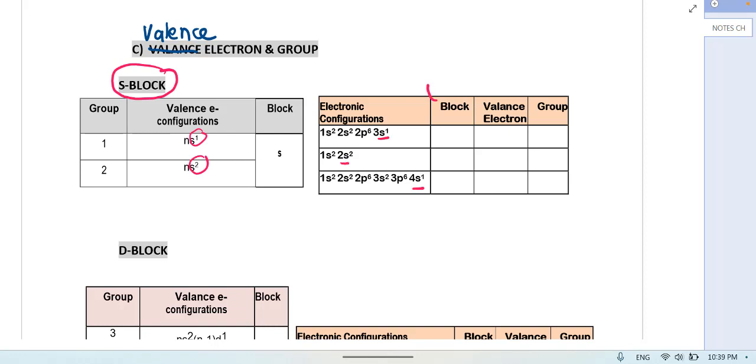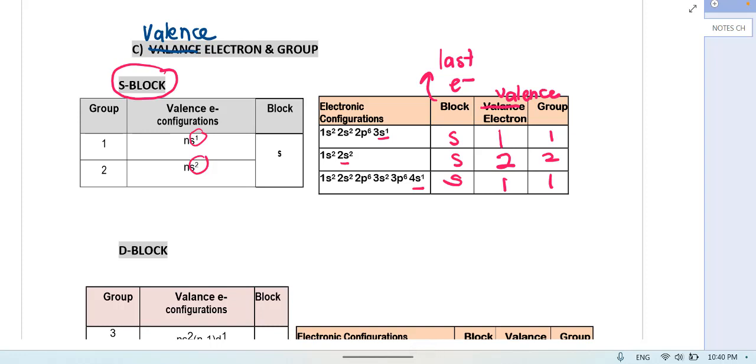How to determine a block depends on the last electron. So S block, S block, S block. 1 valence electron, group 1. 2 valence electron, group 2. 1 valence electron, group 1.